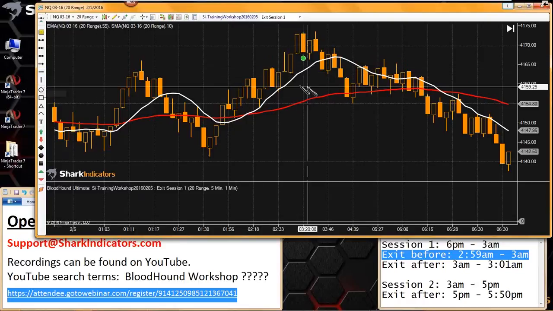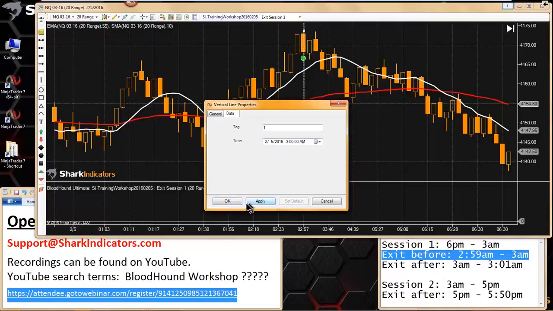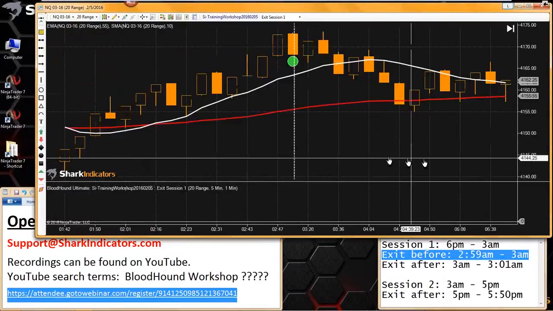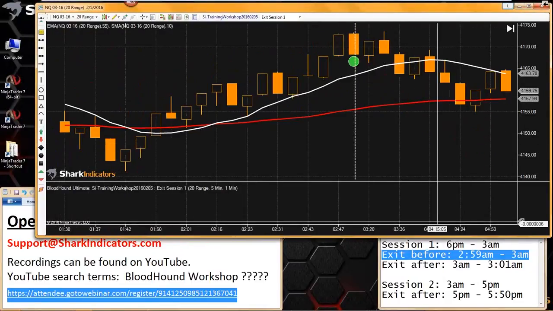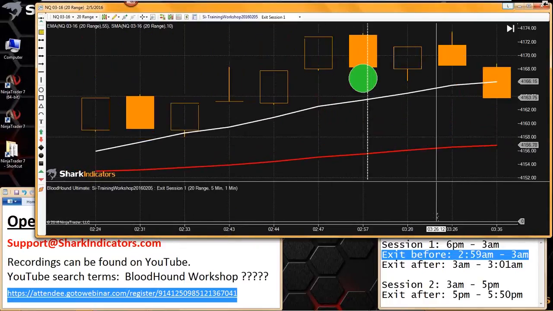And here's a neat little trick with NinjaTrader. When you draw objects on the chart, you can actually set them to a time and date. So I put this at 3 a.m. exactly, and there we go, click apply. And you really sometimes have to stretch this out in order to see this.